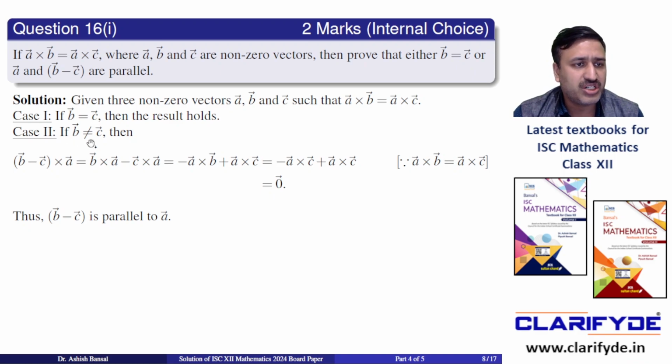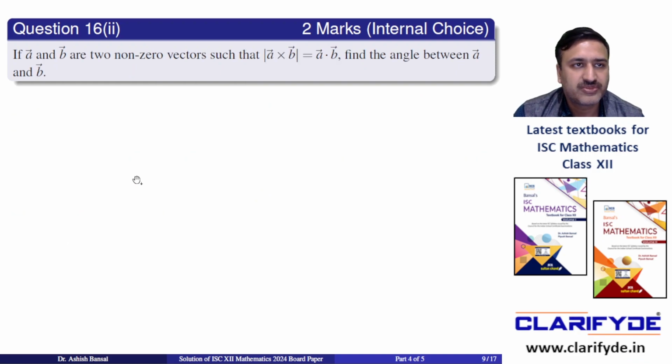So if B is not equal to C, then we compute B minus C cross product with vector A, and this is B cross A minus C cross A. I can write B cross A as minus A cross B, and we are given that A cross B is equal to A cross C. This is the hypothesis. So we replace A cross B by A cross C. So this vector is 0. So the cross product of these two vectors is 0, implies that they are parallel vectors.